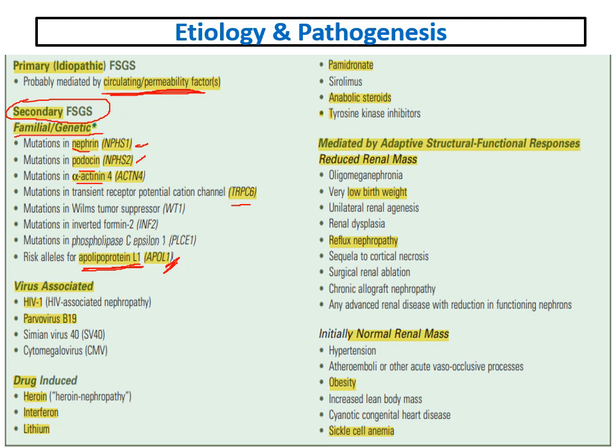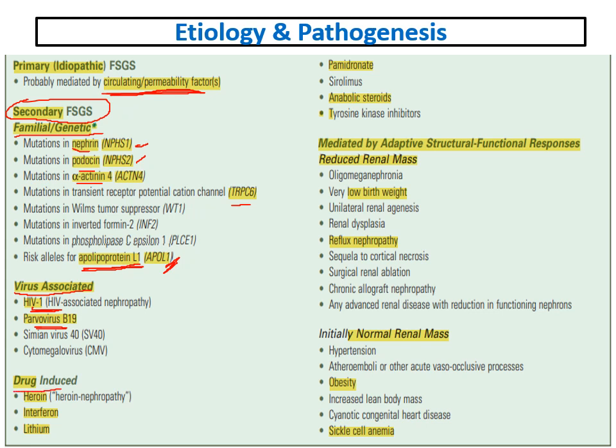What about the viruses? FSGS might be secondary to viral infections. The most common and the most important is HIV. Very important to know. HIV causing what's called collapsing nephropathy. Parvovirus is also an important cause for FSGS. So don't forget HIV and parvovirus.